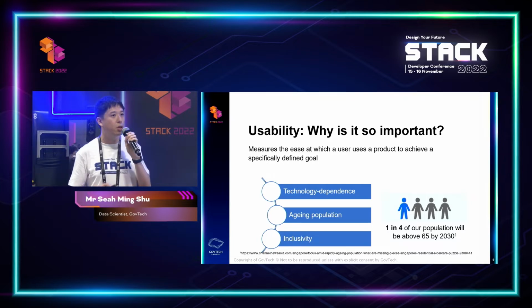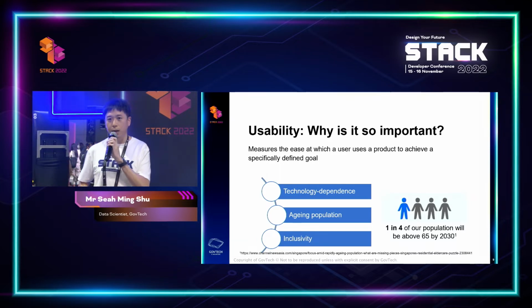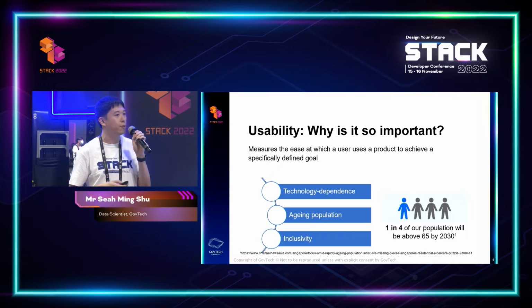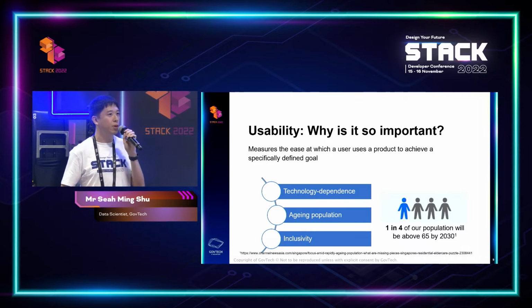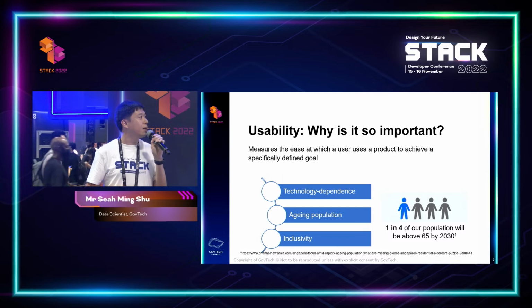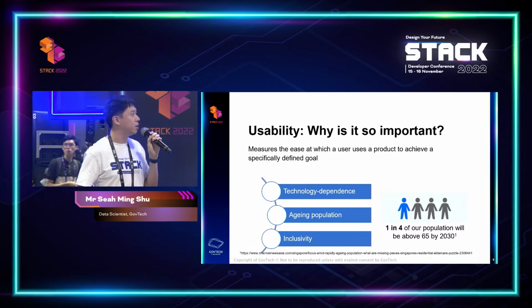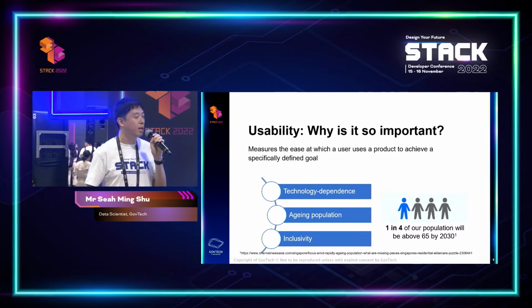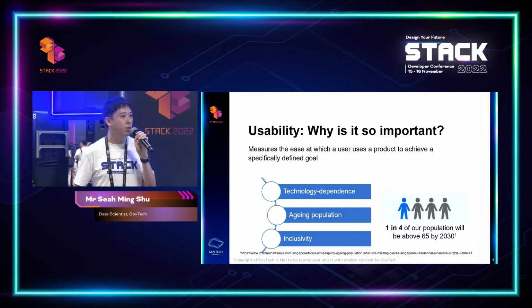First of all, in terms of technology dependence. In Singapore, there's a 158.8% mobile penetration rate, which equivalently means that on average, everyone has more than 1 mobile phone subscription. That's why in Singapore, we are very heavily dependent on technology.